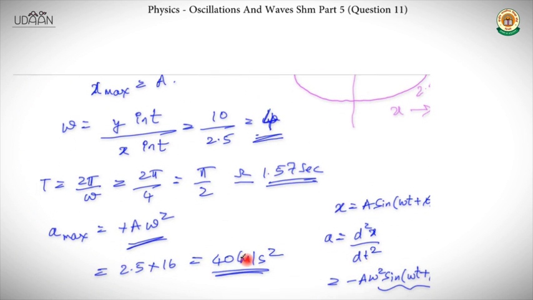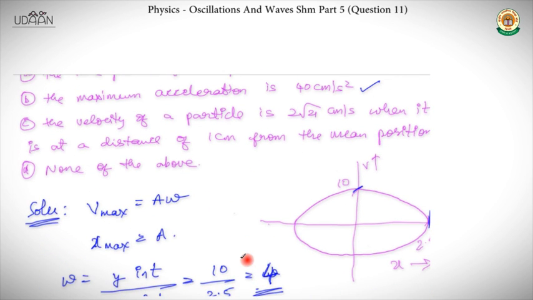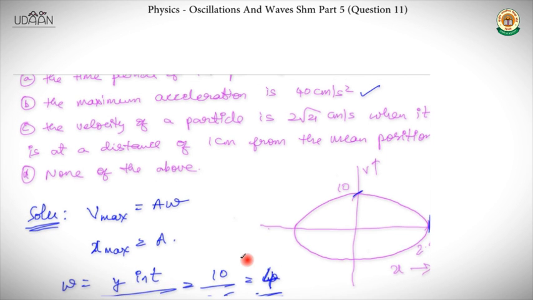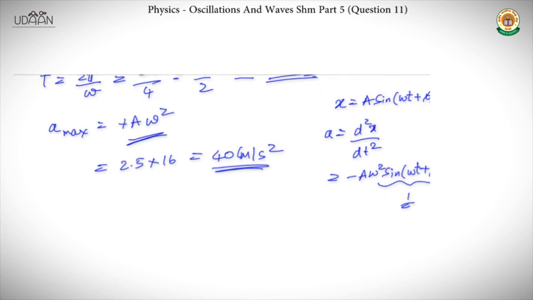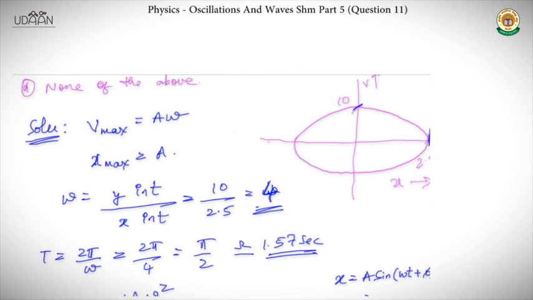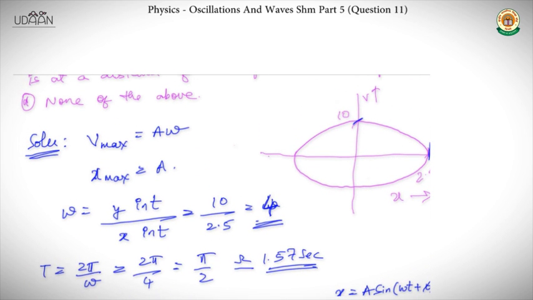Part number C says the velocity of the particle is 2 root 21 centimeter per second when it is at a distance of 1 centimeter from the mean position. So it asks us to find the velocity when the particle position is given. We need a relation between the particle position and the velocity that we can get from the given graph. The given graph is an ellipse.